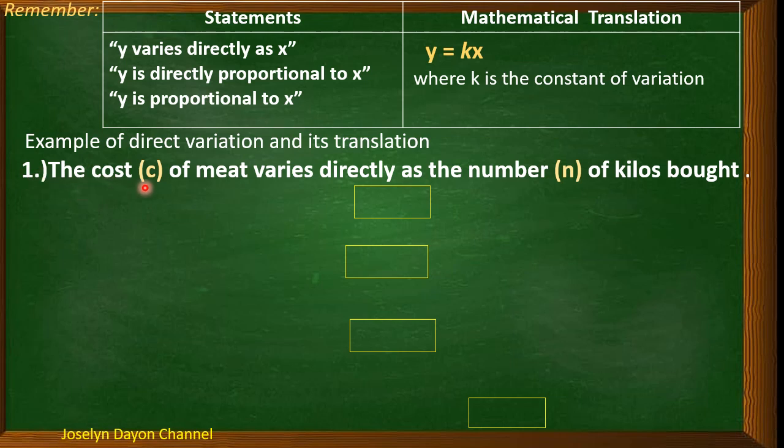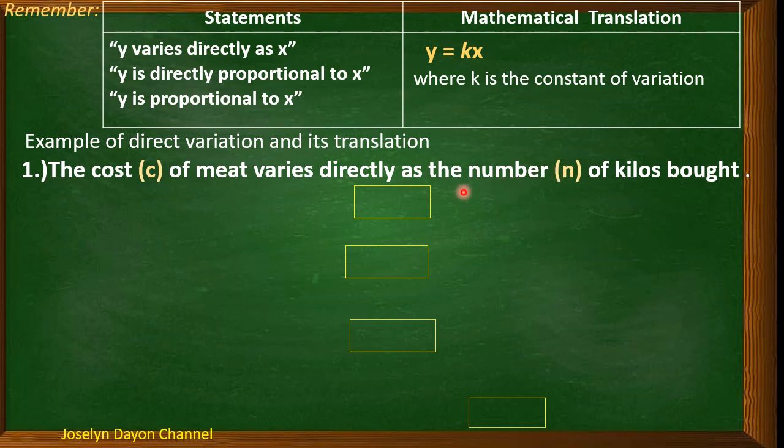The cost C of meat varies directly as the number N of kilos bought. So since the cost of meat is denoted by C and the number of kilos bought is denoted by N, we will be using the variables assigned.